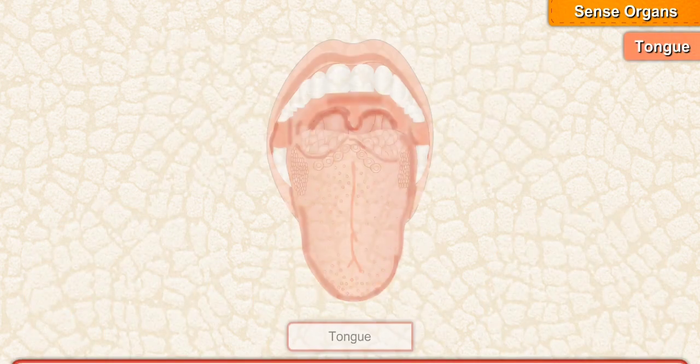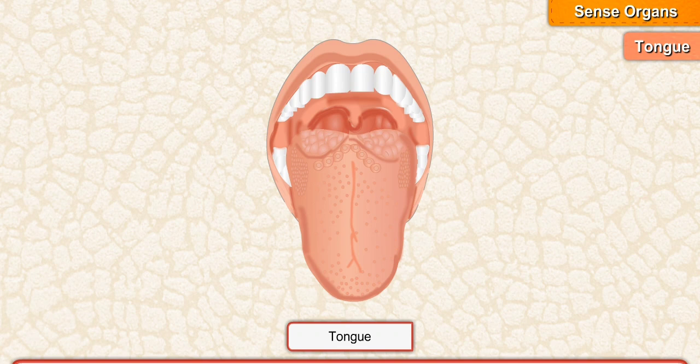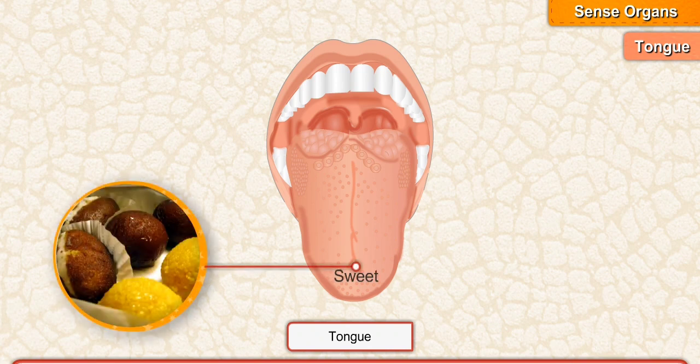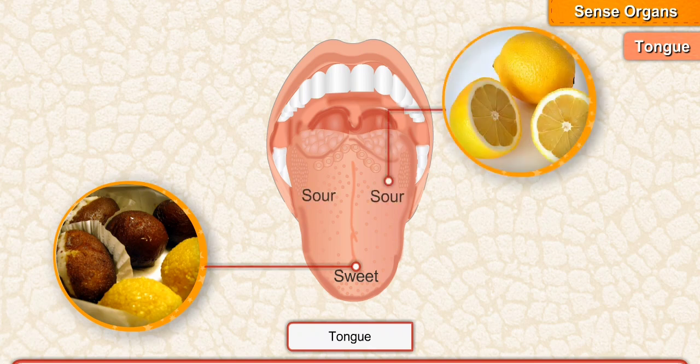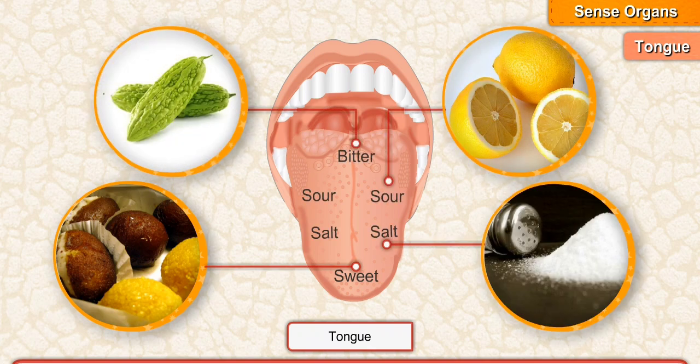Tongue. The tongue helps us to taste. It also helps in speaking. The surface of the tongue has many taste buds. Taste buds have nerve endings which carry messages to the brain. The tongue can detect 4 types of tastes: sweet, sour, salty, and bitter. We should keep our tongue clean with the help of a tongue cleaner.